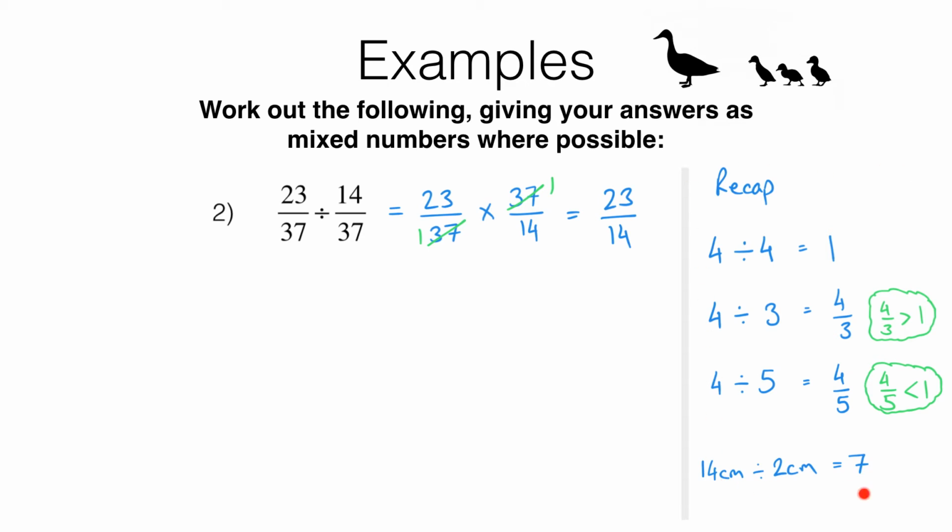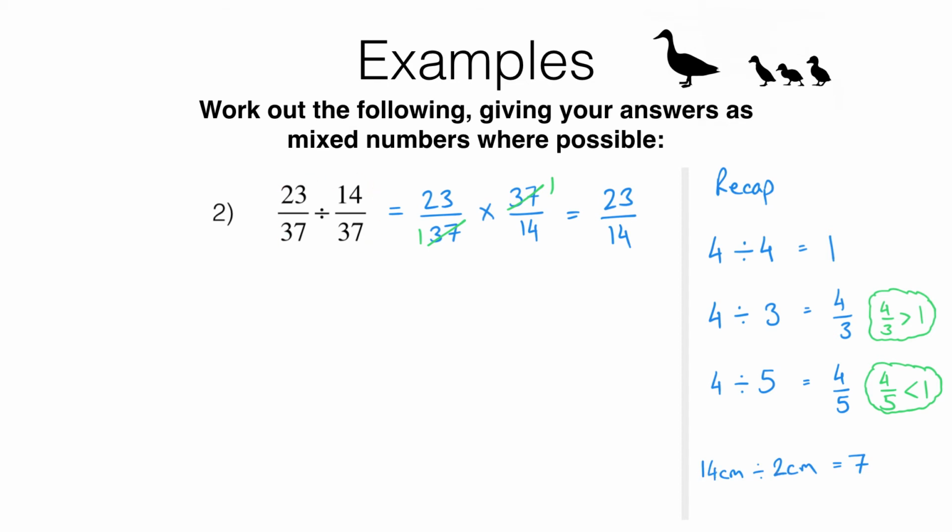Let's go back to these ideas we had on the right hand side. What we've actually got in this example is similar to this idea we had at the bottom. 14 centimetres divided by 2 centimetres, giving us 7, not 7 centimetres. It's like 23/37 divided by 14/37. So in this case we can think of the 37ths as behaving a little bit like centimetres. In this example down here, the centimetres effectively cancel out and we get just 7. So all we're really doing is the 14 divided by 2.